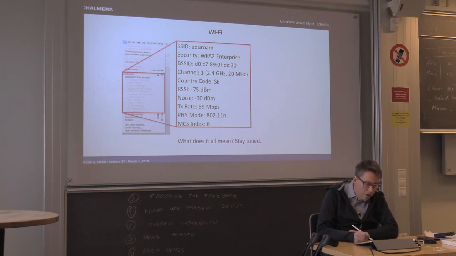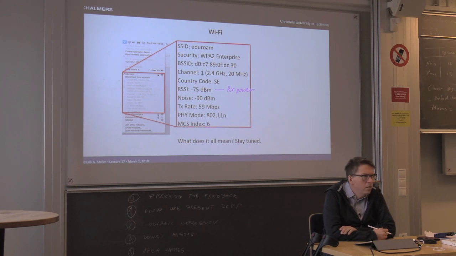A few things we can say directly off the bat: this is the received power. RSSI stands for Received Signal Strength Indicator. At that moment, the received signal from the access point I was attached to had a received power of -75 dBm, and dBm is dB relative to 1 milliwatt. So this is 10 to the minus 7.5 milliwatts received power.